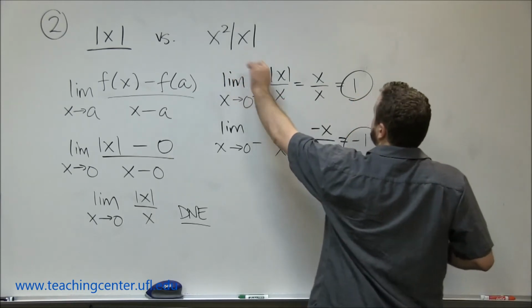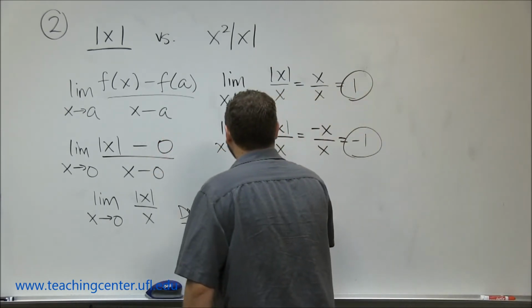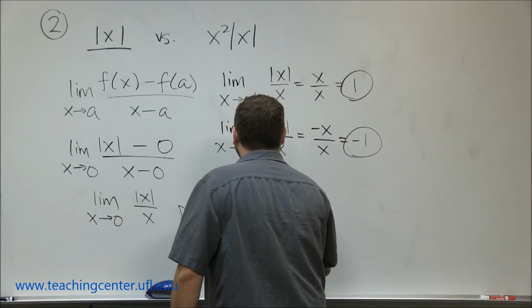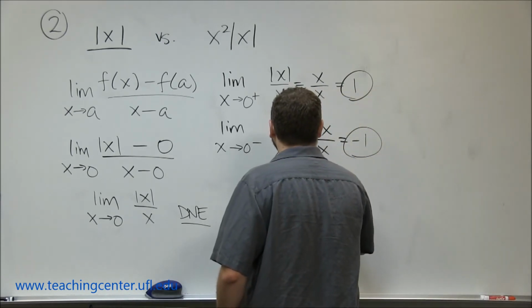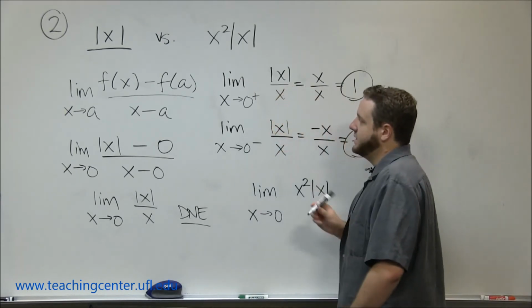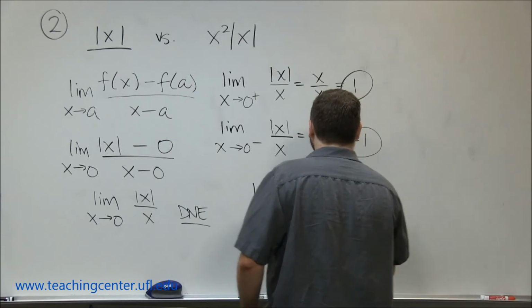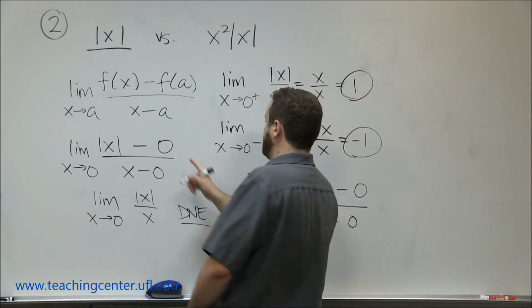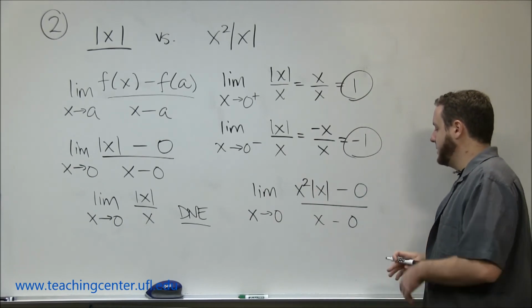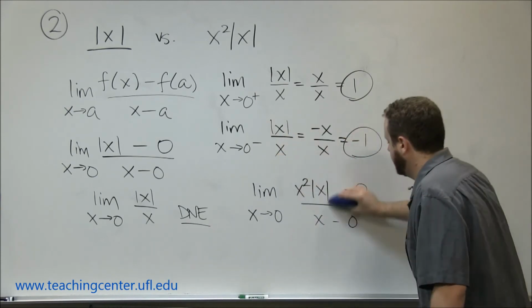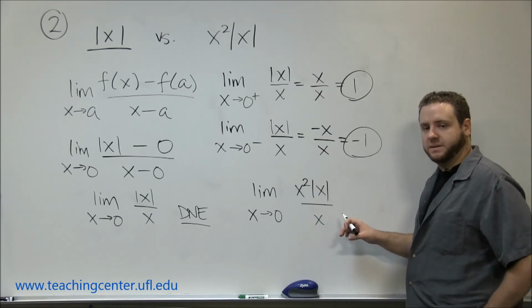So let's try that with x squared times absolute value of x. Again, we're using this formula, so I'll write that one down here. Again, we're evaluating it at x going to 0. Our function f of x is x squared times absolute value of x. F of a, again, is what we get when we plug in 0 to this function. Well, we get 0, just like we did on the previous one, all over x minus 0, according to that formula. So the minus zeros don't matter, and we end up with the following fraction: x squared times absolute value of x over x.